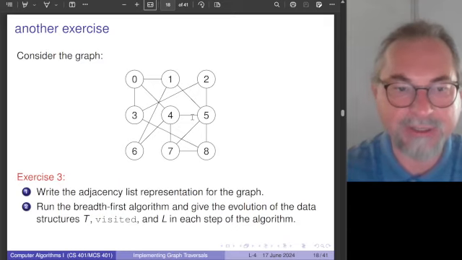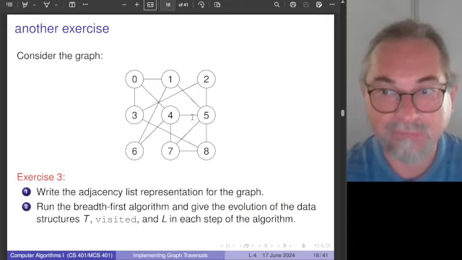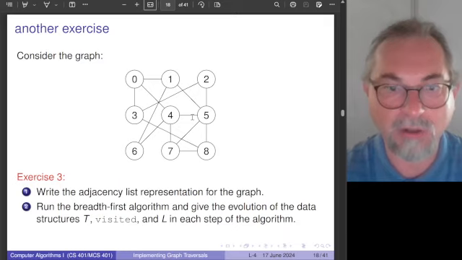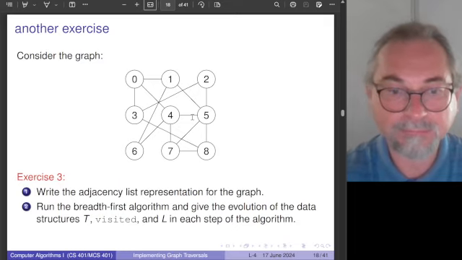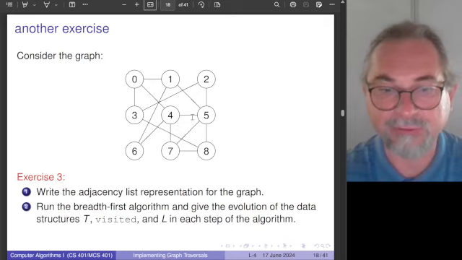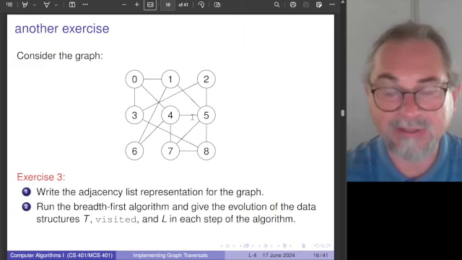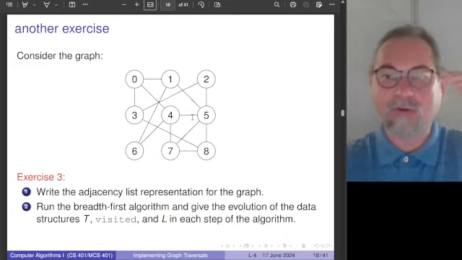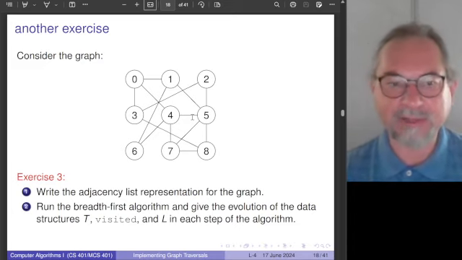But here you have to start with the adjacency list representation of the graph. The purpose of this exercise is to reinforce that you know what that data structure is, and also that you run through this algorithm and carefully write down the evolution of the data structures. So again, you will use an array of lists for the tree. You have the visited array, which has 9 elements, and then the layers. If I recall correctly, there were only 2 levels in the tree, so the algorithm doesn't take that many steps.